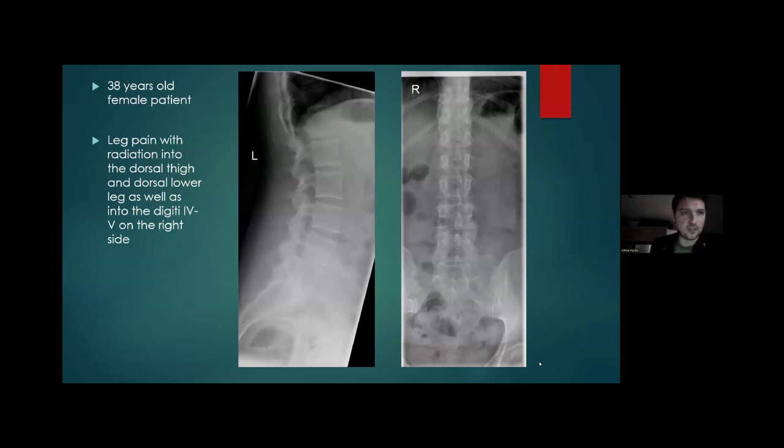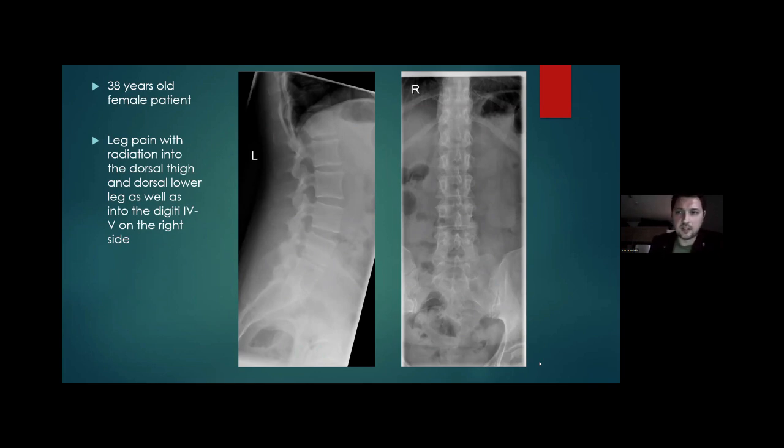It was a 38-year-old female patient. She has leg pain with radiation into the dorsal foot and dorsal lower leg, as well as into the fourth and fifth toes on the right side. She first received an X-ray in an external institution. The first thing we saw on the X-ray is that she has a lumbarization of the first sacral segment, that she has six lumbar vertebrae.